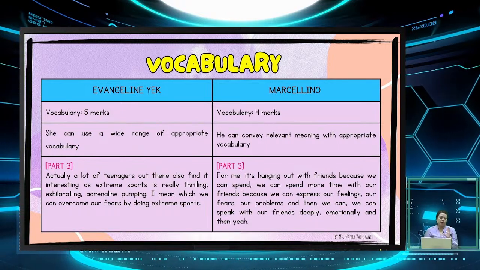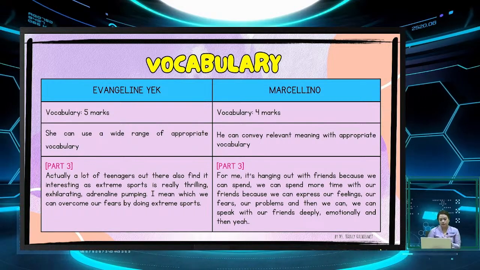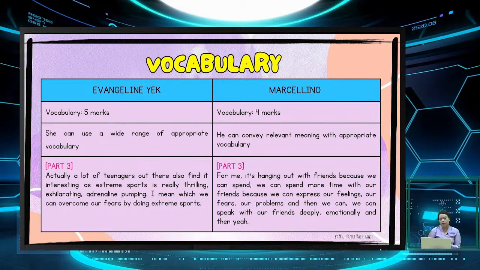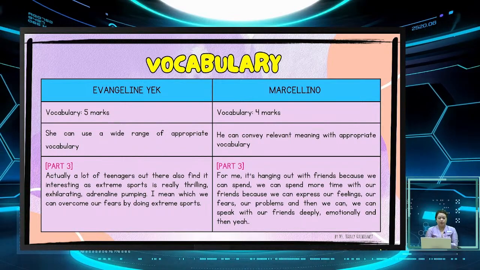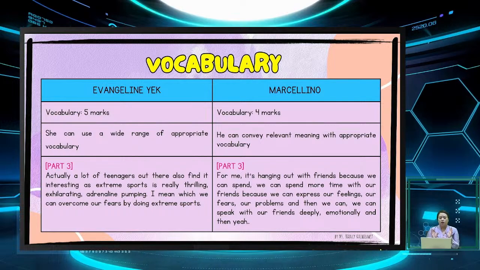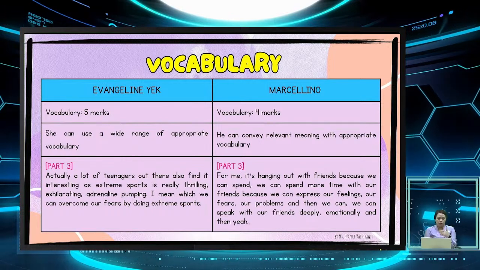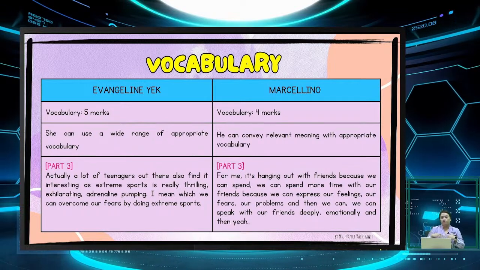So this is what we consider less common lexis. As for Marcelino, it's very everyday vocab, meaning the vocabulary that you use every day. But this is for part 3. So that is why he scored 4, because for part 3, you should be able to use more advanced words.